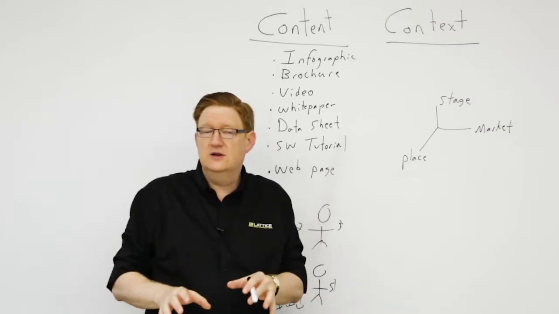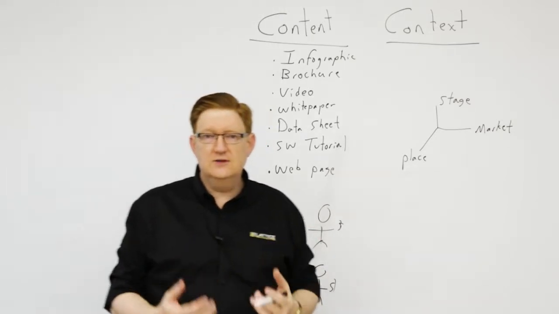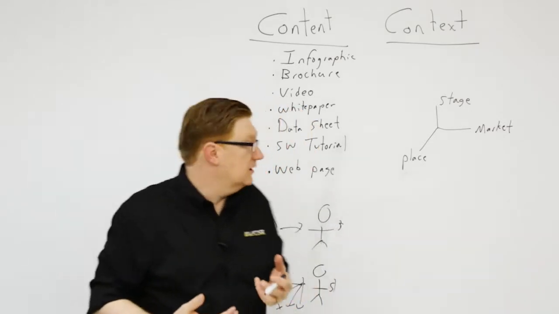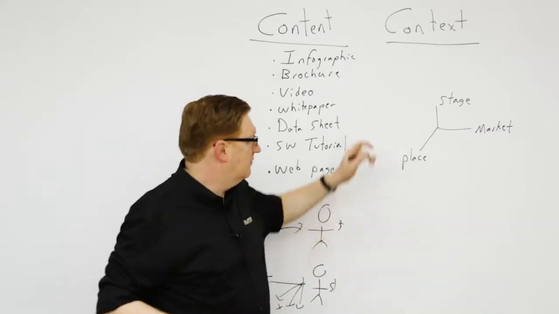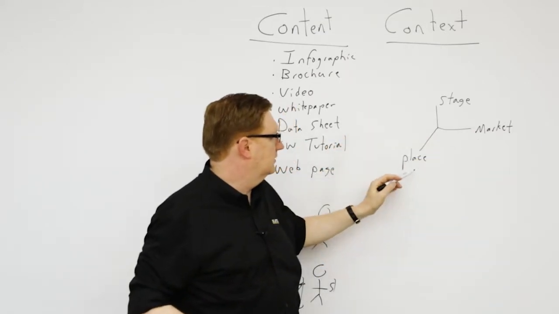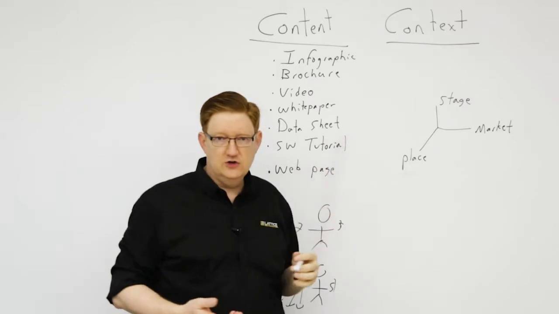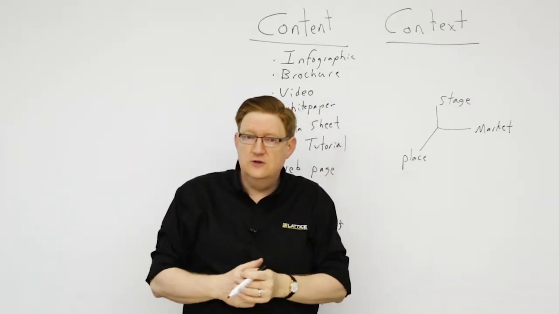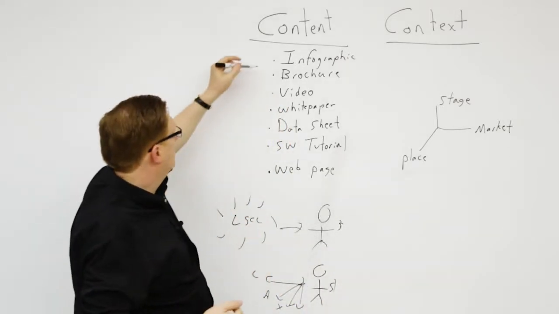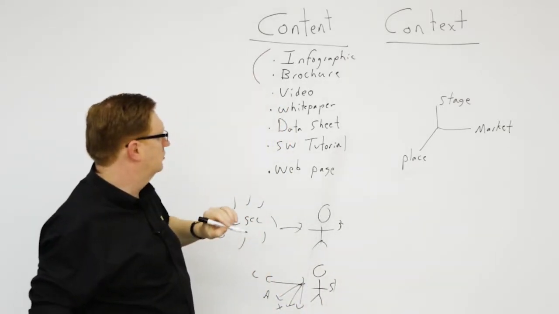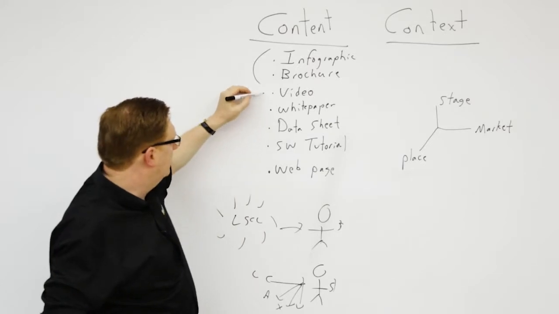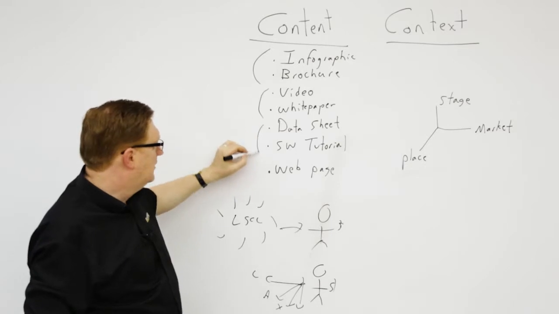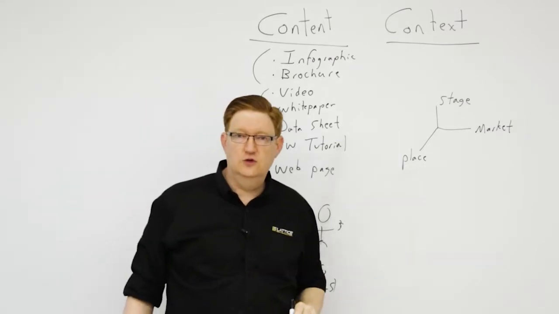Now, just putting content out there on something like a web page isn't enough. You have to put it there in the right context. And context is a three-way problem of stage, market, and place. So earlier with stage, I talked about people at different parts or different sections of the design funnel. So somebody who is early on in their design will be looking at things like infographics and brochures. As they get farther down the funnel, they'll be looking at things like videos and white papers. And then finally, at the bottom of the funnel, they'll be looking at things like data sheets and software tutorials.